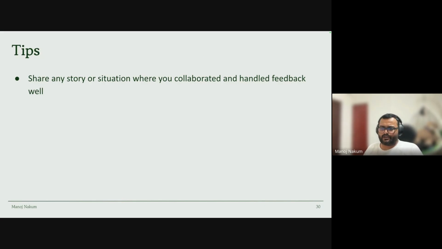If you have not faced any kind of scenario, just say, I have not faced this scenario so far, but if it comes, I will see how to solve it, and I would learn from others. That should be your standard response rather than making up a story just to fit.